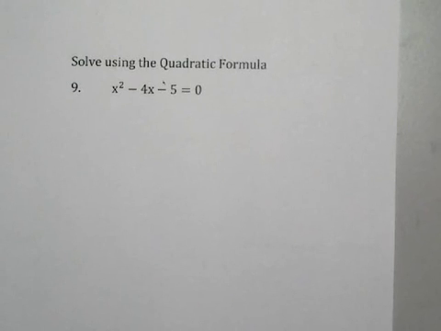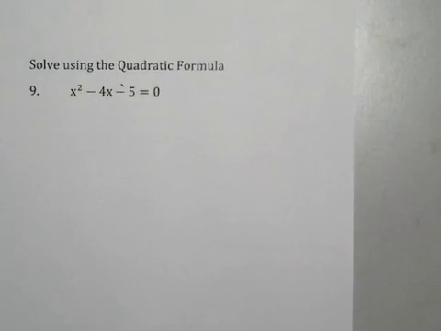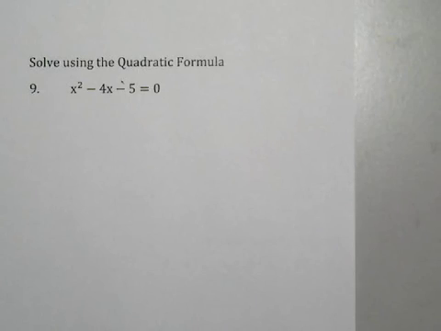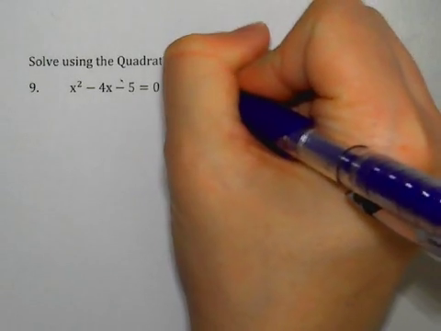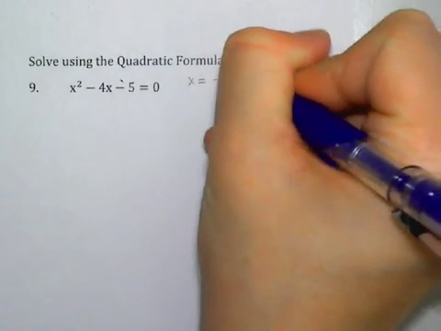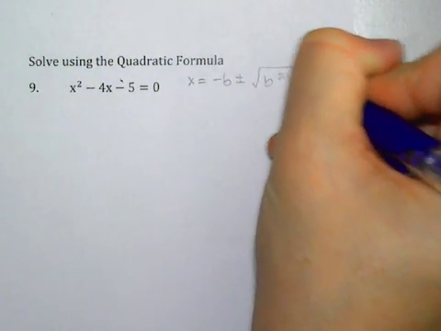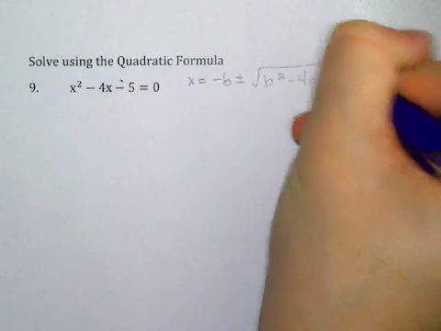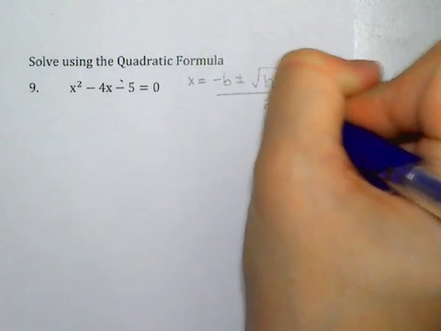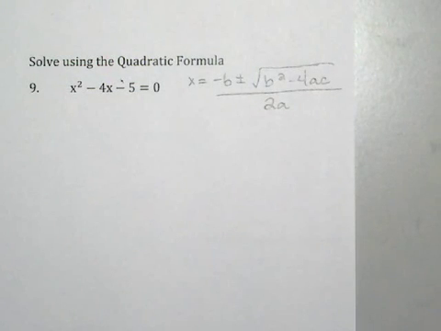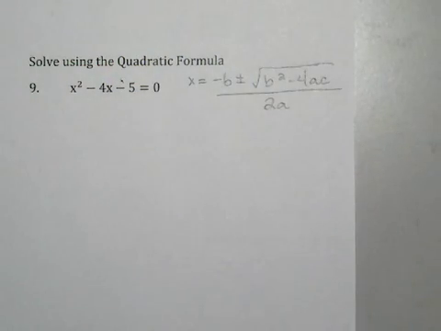On to number 9, solve using the quadratic formula. This one is x equals negative b plus or minus the square root of b squared minus 4ac, all divided by 2a. And we need this formula because we cannot simply isolate x like we could in the last one. There's an x squared and an x, and we can't combine those two, so we can't isolate them.